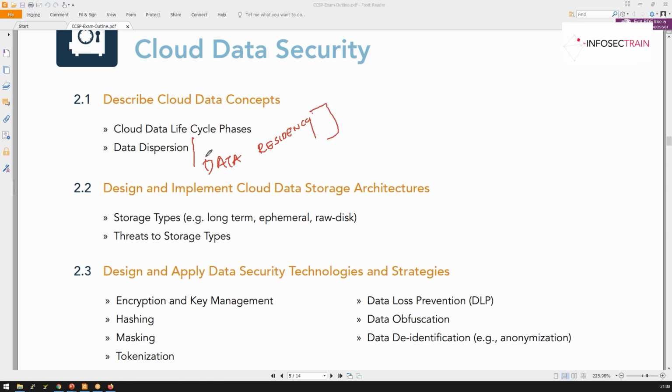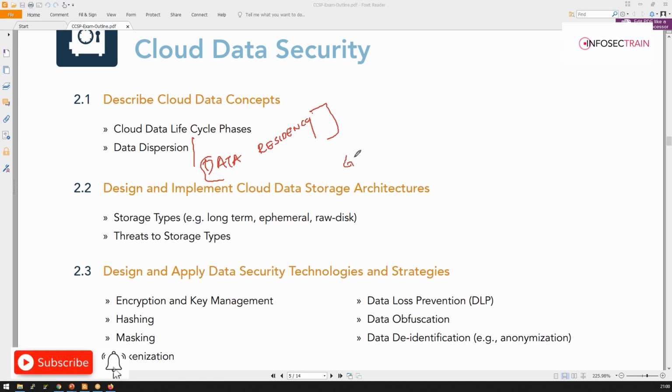What is data residency? As per compliance and other legal factors, I have to make sure that my data is stored in a specific geographical location. I'll give a simple example, team. What is the data privacy and security regulation in the European region? It's what you call GDPR.